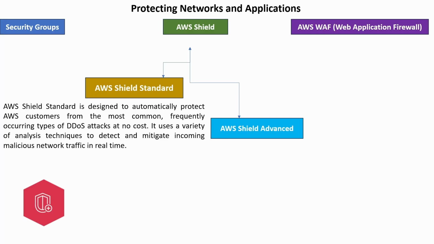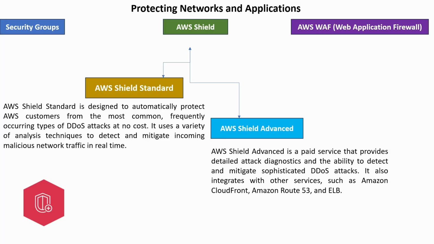AWS Shield Advanced is a paid service that provides detailed attack diagnostics and the ability to detect and mitigate sophisticated DDoS attacks. It also integrates with other services such as Amazon CloudFront, Amazon Route 53, and ELB.